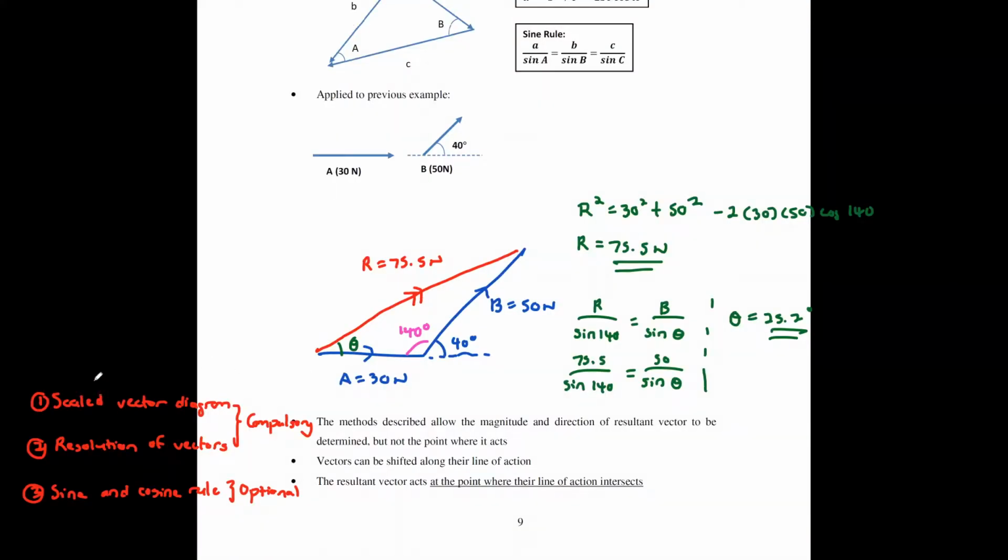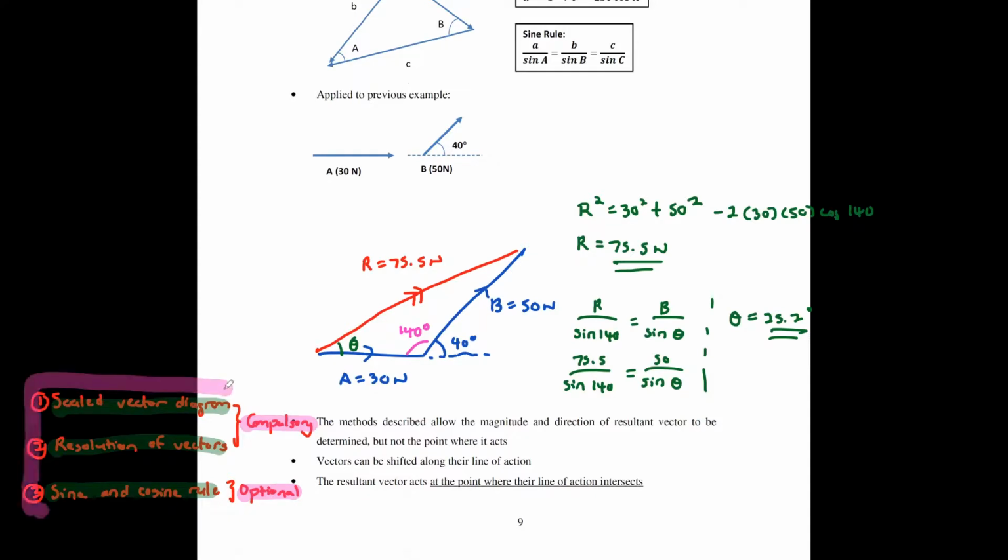Let's recap what we've learned. We've gone through three different methods to find a resultant vector. The first one being scale vector diagram, followed by resolution of vectors, and the last one being sine and cosine rule. Bear in mind that the first two methods are compulsory in your syllabus. You need to know that. Whereas the last method, sine and cosine rule, is actually optional. If you were to use it to answer your exam questions, do not worry, it is still acceptable. The marking schemes do allow it.